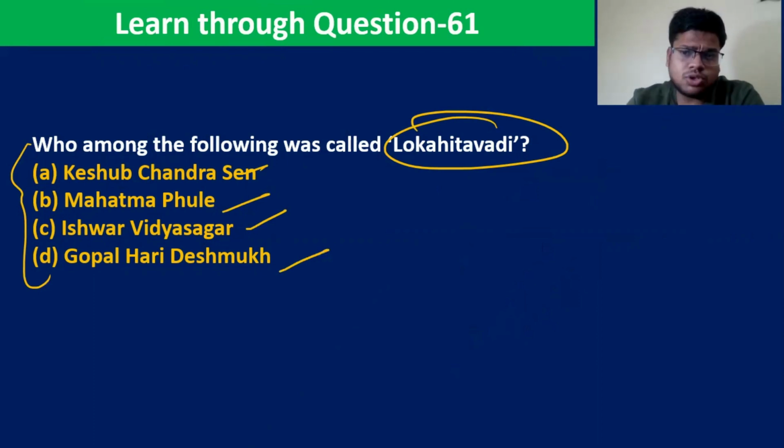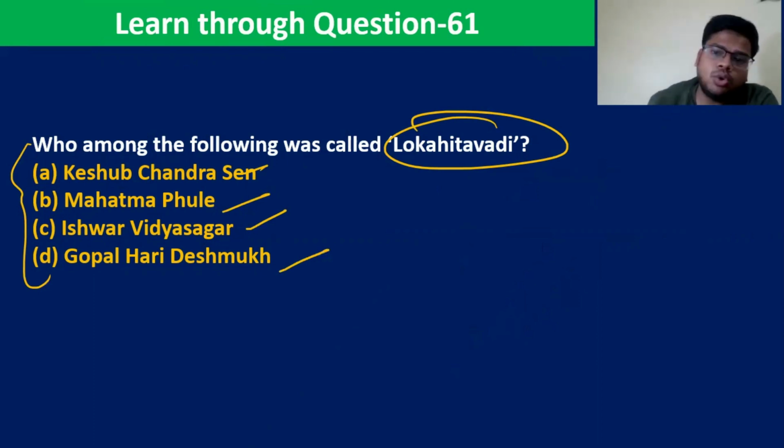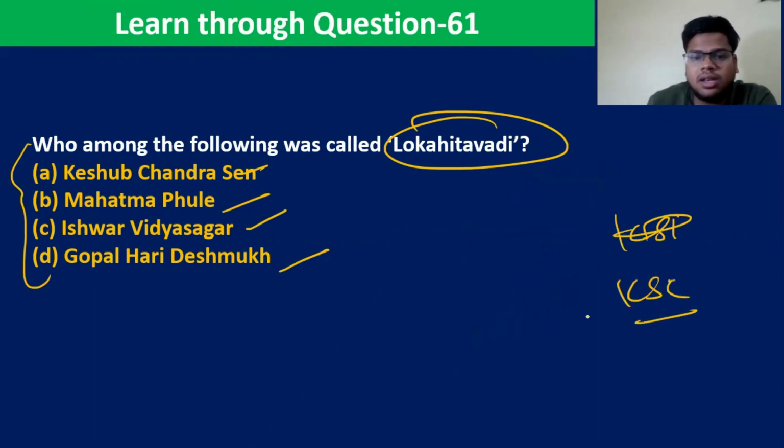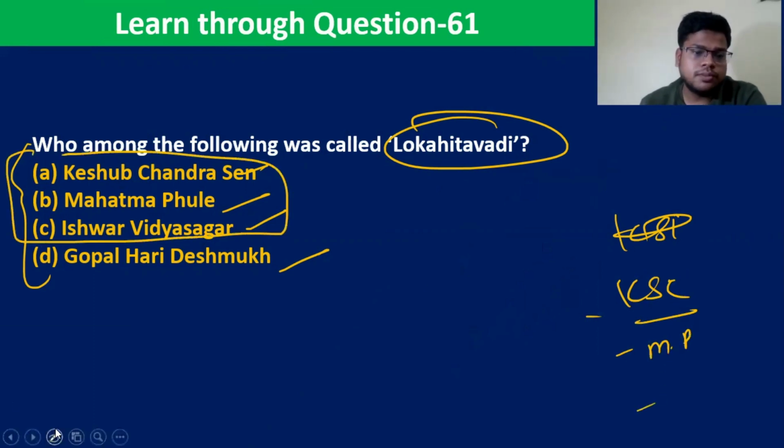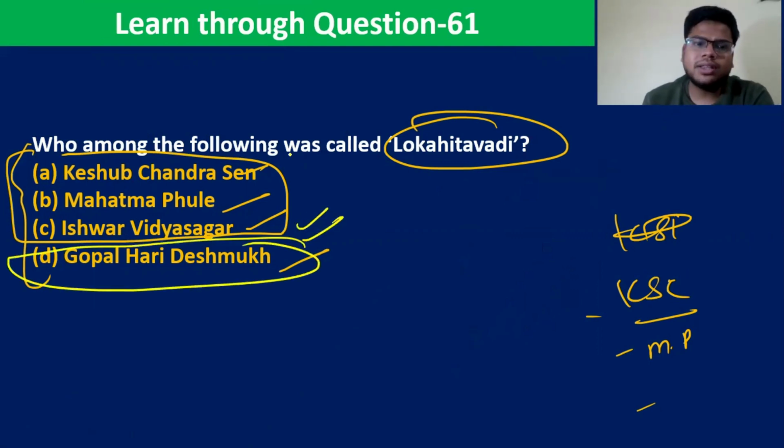You can see the same question on similar lines. You may know everything about Keshav Chandra Sen because we have discussed him in detail. Then we know about Mahatma Phule and Ishwar Vidyasagar, but we have not read about Gopal Hari Deshmukh. And this is the situation that you will encounter in your prelims. You know everything about three options, but you don't know about the fourth option. A similar thing happened in the 2020 paper as well. So remember that this type of question can be asked.